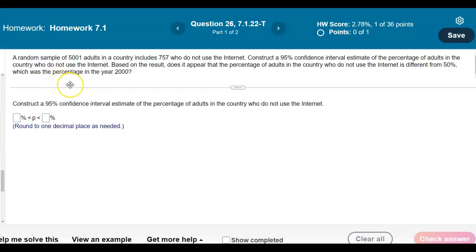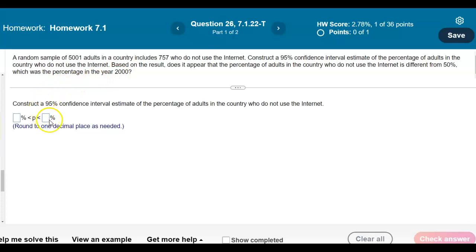A random sample of 5,001 adults in a country includes 757 who do not use the internet. Construct a 95% confidence interval estimate of the percentage of adults in the country who do not use the internet. Based on the result, does it appear that the percentage of adults in the country who do not use the internet is different from 50%, which was the percentage in the year 2000?